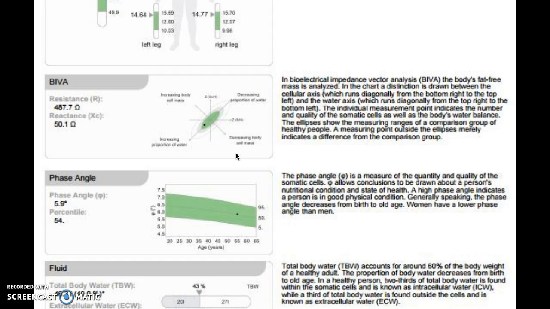And then the chart above that, the BIVA chart, basically what it does is it takes your phase angle and it graphs it against your current marker of hydration to basically tell us what proportion of water you have in the body. And so it's looking at those two things graphed together.